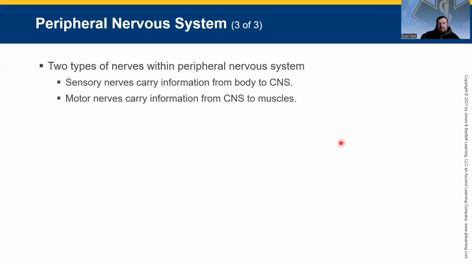Two types of nerves within the peripheral nervous system. Your sensory nerves carry information from the body to the central nervous system, and your motor nerves carry information from the central nervous system to the muscles.